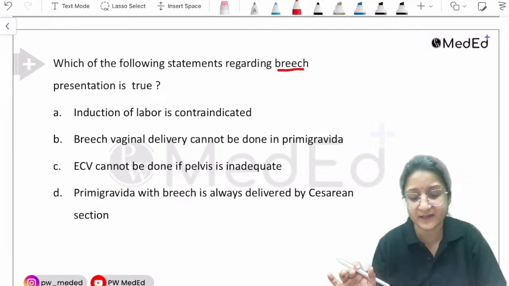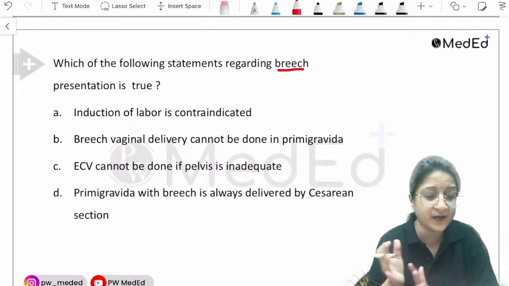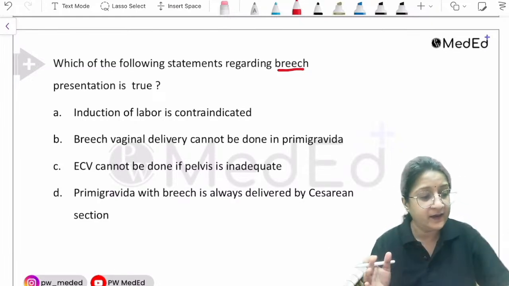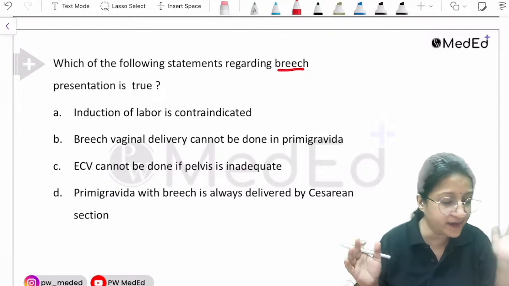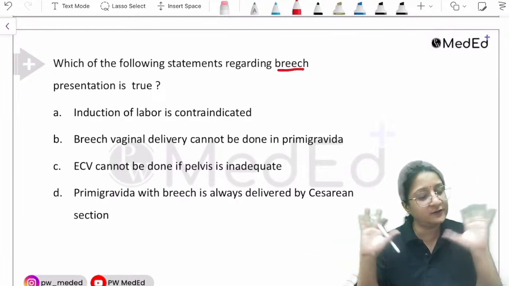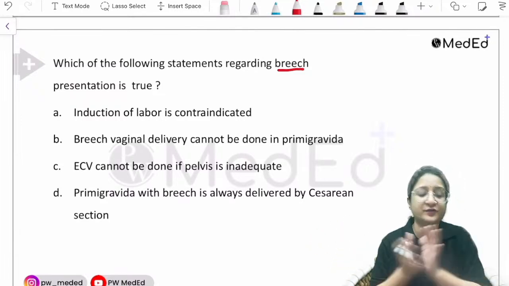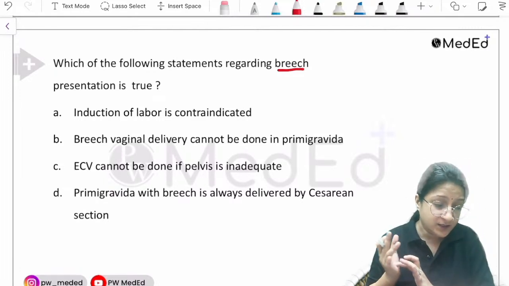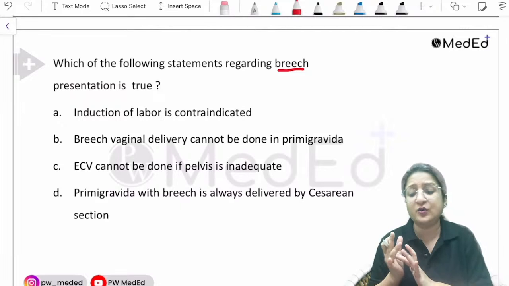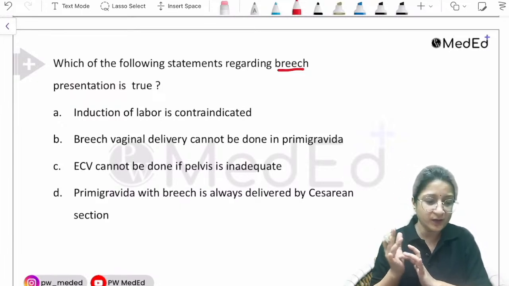Yes, what's your answer? Dr. Saab, first answer, option C. Right. Anybody else disagreeing? Kishore, Sanat? Anybody of any difference of opinion here? No. Very good. Doctor Shravanti, D. Primi with breech is always delivered by cesarean section. That's not true.